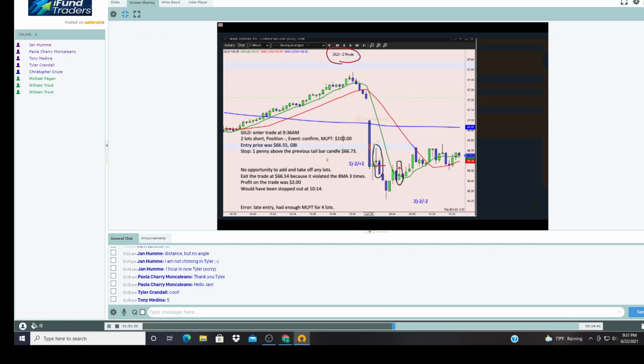Event confirmed, but what event is being confirmed here? What is the name of the event? Because you need a location and an event, right? If you cannot identify an event, then there's a problem. So what event is this? GBI, yeah, I guess you could call it a GBI.